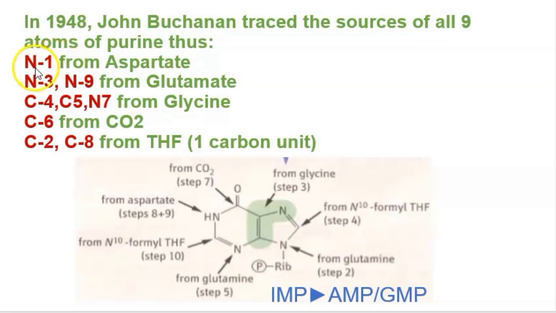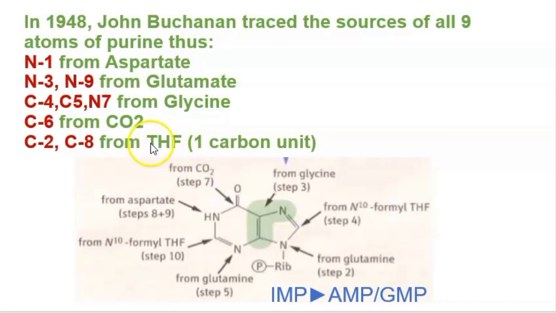He said the source of nitrogen 1 is from aspartate, an amino acid. Then nitrogen 3 and nitrogen 9 are from glutamate, also an amino acid. Then carbon 4, carbon 5 and nitrogen 7 are from what? Glycine. And carbon 6 is from CO2. Then carbon 2 and carbon 8 are from tetrahydrofolate. Don't forget, from what? Tetrahydrofolate.